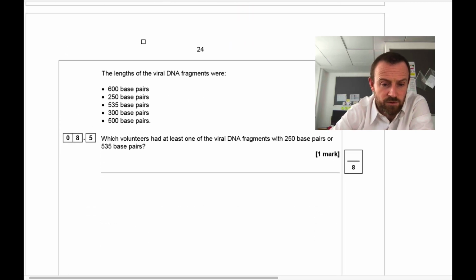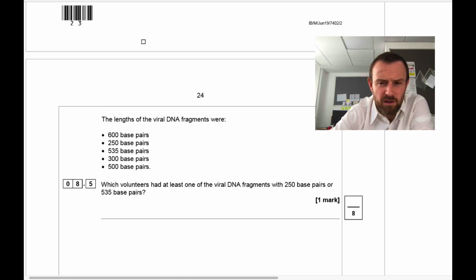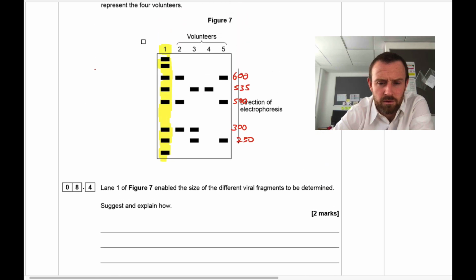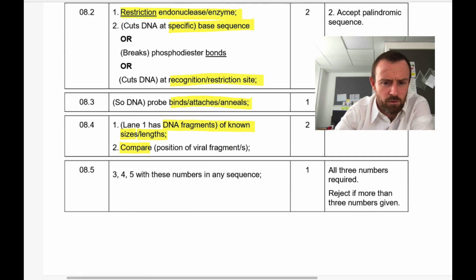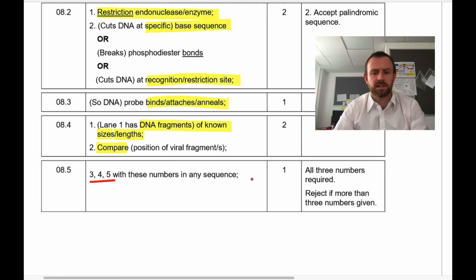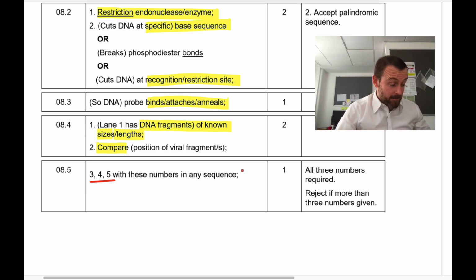And then it says which volunteers had at least one of the viral DNA fragments with 250 or 535. Okay, so which ones had it? This is such a strange question. So that's a 250, that's a 250, that's a 535. So which of the volunteers? 3, 4, and 5 had at least one of those. What an odd question. Is that right? 3, 4, 5? Yeah, it is. 3, 4, 5 with these numbers in any sequence. All 3 numbers required, because it says at least one. Okay.